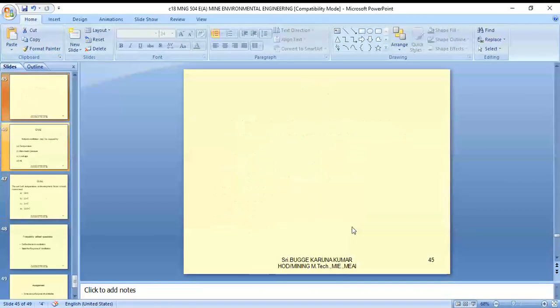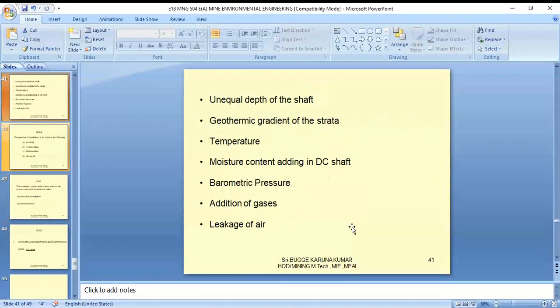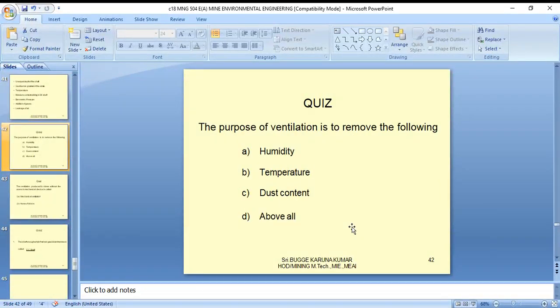I will give some quiz questions for competitive exams. Most of these are for general competitive exam purposes, such as for Coal India and other coal fields. Go through them for understanding. I am giving 2-3 quiz questions here. The purpose of ventilation is to remove the following: humidity, temperature, dust; the fourth option is all of the above. So the purpose of the basic ventilation system is to remove and standardize temperature and these things.